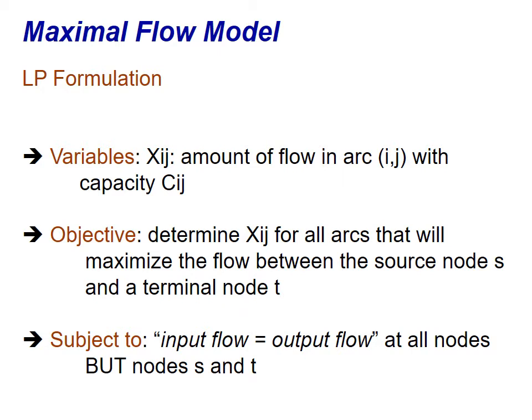In order to define the decision variables, you should think about what we are trying to decide on to maximize the flow. The answer is we want to decide on the amount of flow in each arc. So we represent by xij the amount of flow: we have node i and node j, and there is an arc connecting them, and we represent the amount of flow from i to j with this decision variable xij. We know that this arc has a capacity Cij.